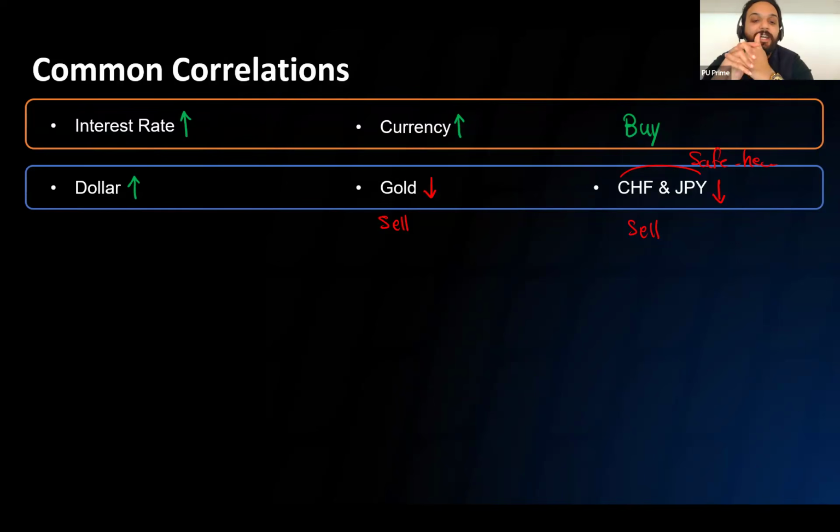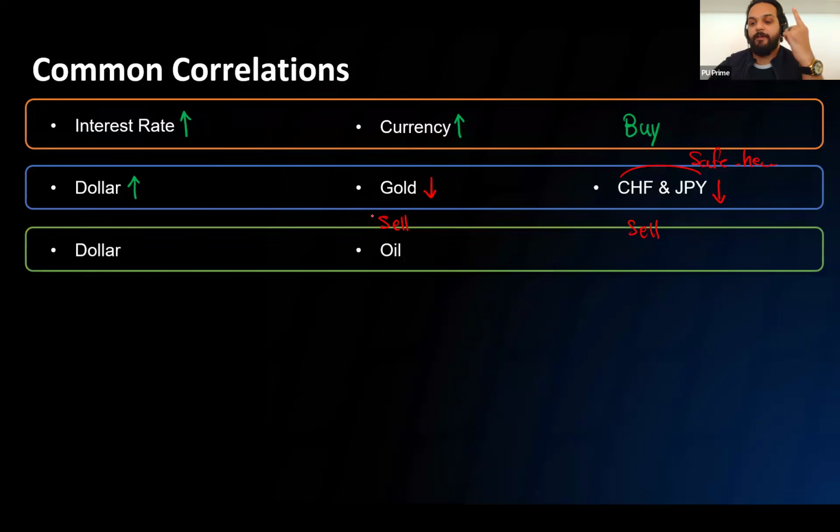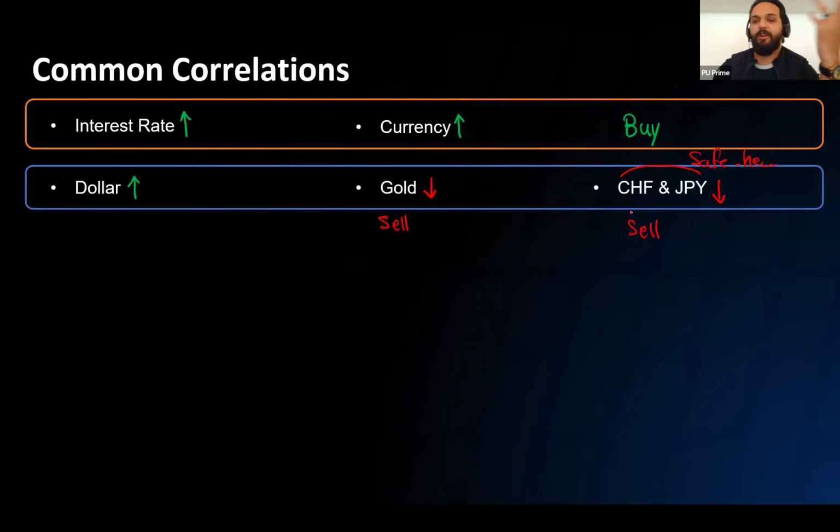So guys, here, let's assume that you have $1,000. You opened a sell position in gold, and you opened a sell position for CHF. You know what you have done? You have taken the same position, but you exposed your capital to more risk, because both of them are moving the same way.